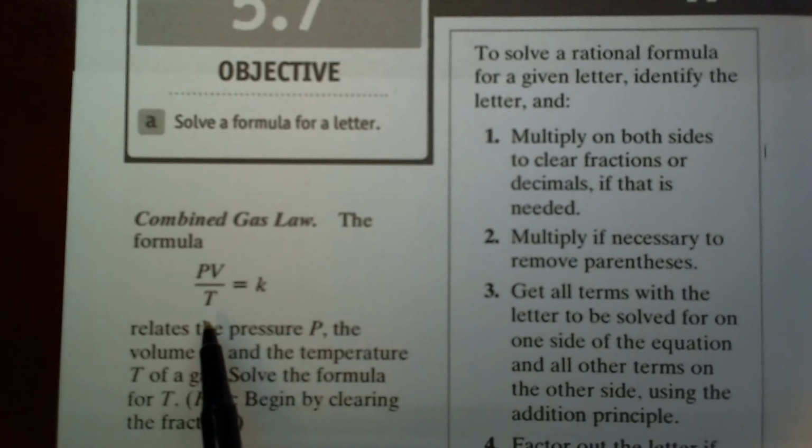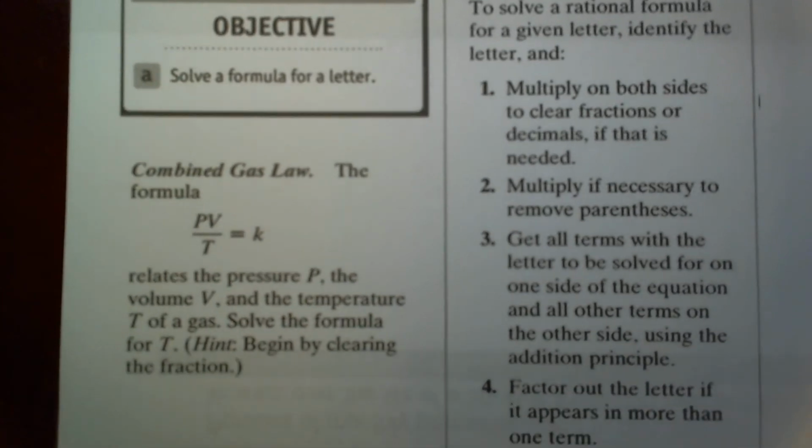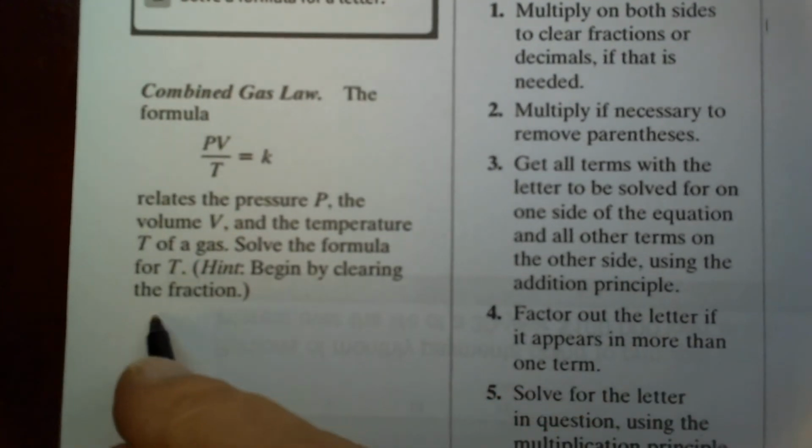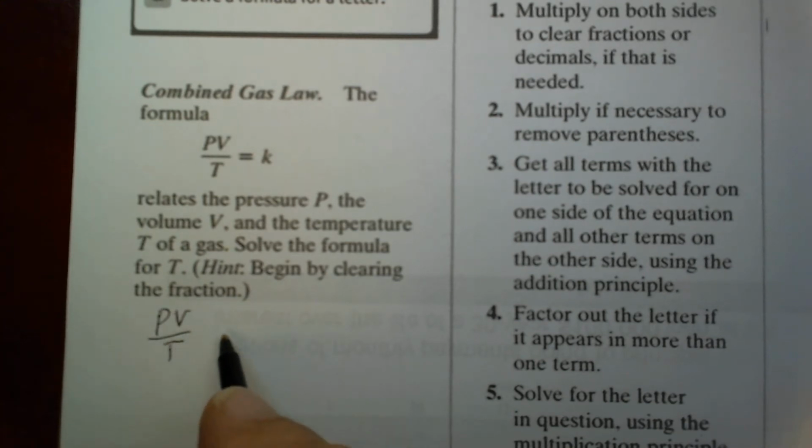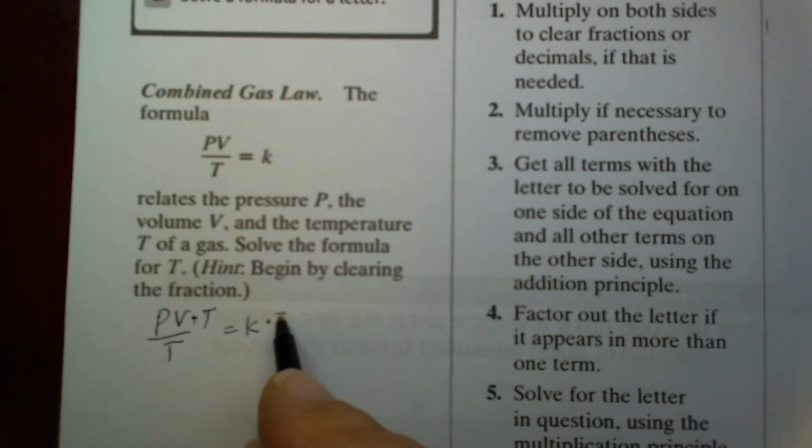T is also the common denominator, so we multiply both sides of the equation by T. So it's going to look like this: PV divided by T equals K. So we multiply both sides by T, which now means we can cancel the T's on the left side.